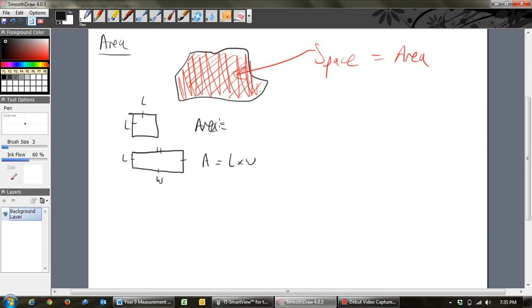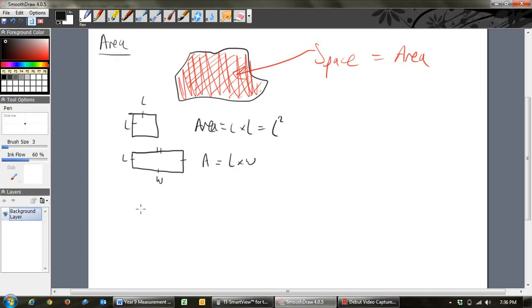Length times width. And so for a square it's the same, it's length times width, but it just happens to be the same, so it's L times L, which is just L squared, the length squared, which is nice and easy, and it makes sense, it's squared because it's a square.